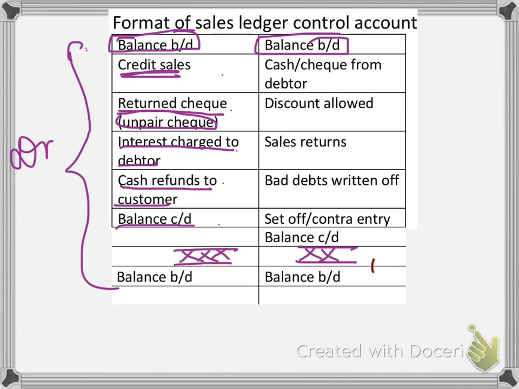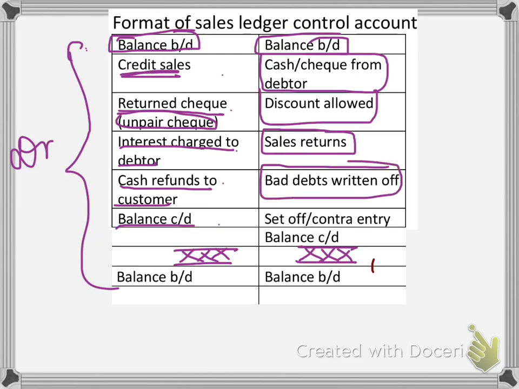So on the debit side, there are 6 items in the sales ledger control account. Now on the credit side, there is cash or check from debtor after balance brought down, then discount allowed, sales returns, bad debts written off, set off or contra entry. So contra entry is also known as set off entry, and then balance carry down. Then again we have the total.